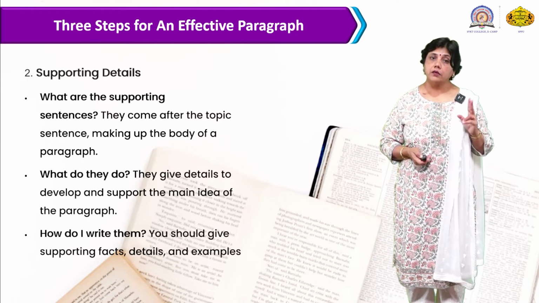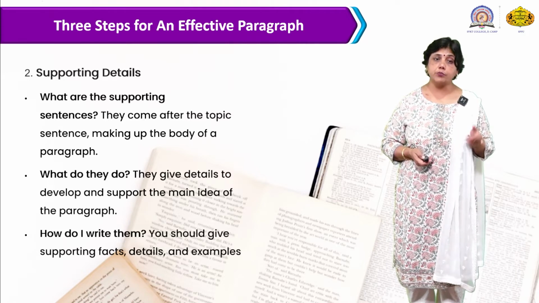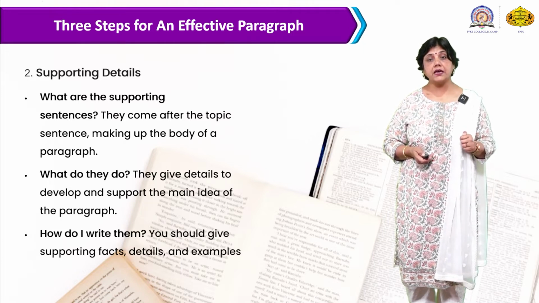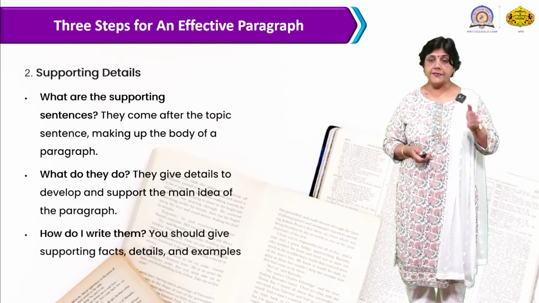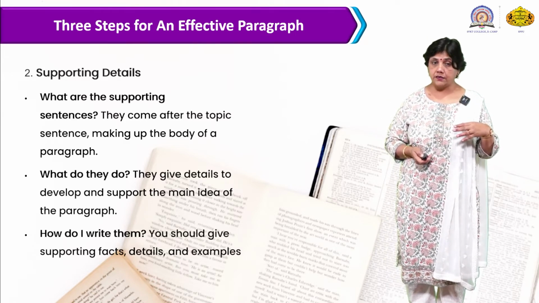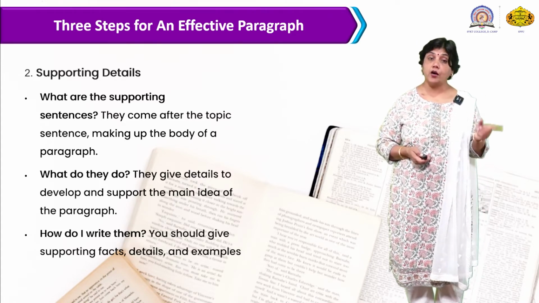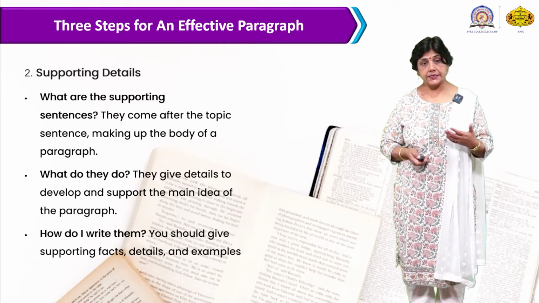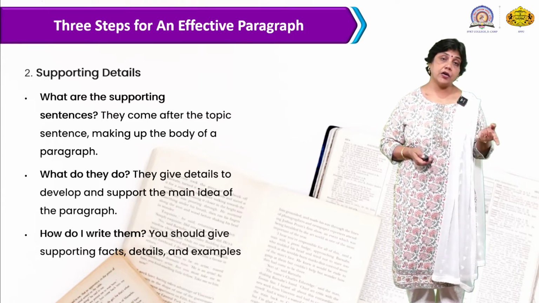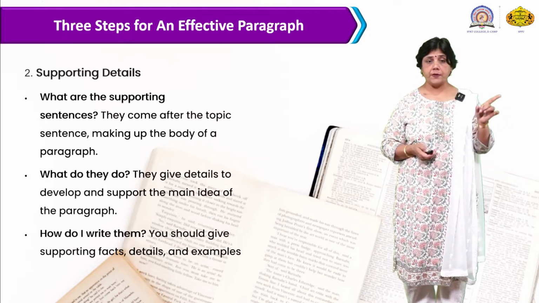Now supporting details. What are supporting details, or the supporting sentences? They come after the topic sentence, making up the body of a paragraph. Like, trees are useful to us. This was the topic sentence. Then supporting sentences, like they clean the air around us, they give us shade, their wood is used for making houses. So these are the supporting sentences. They give detail to develop and support the main idea of the paragraph. So these supporting details are just to help the topic sentence.